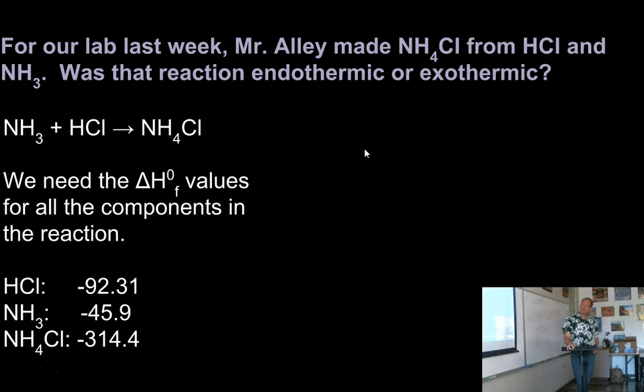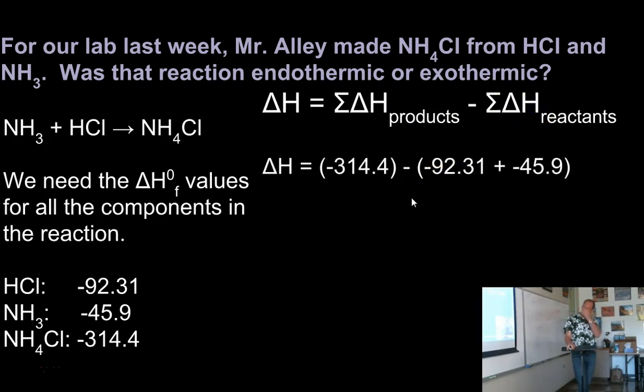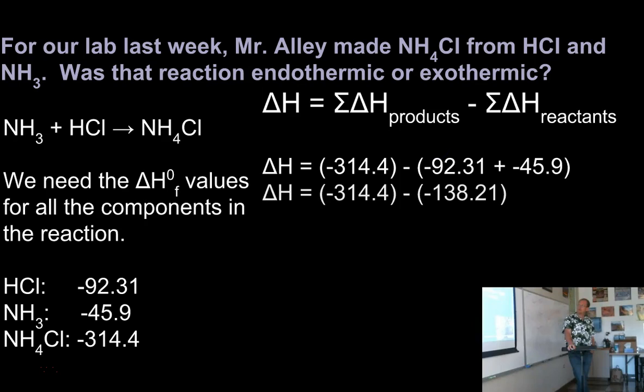So HCl, NH3, NH4Cl. And you use them in this equation, right? So the summation of the products minus the summation of the reactants. Summation of my products, negative 314.4, that's easy. I made ammonium chloride, and it's the only thing in the products. So that's easy. Minus the summation of my reactants. My reactants were negative 92.31 and negative 45.9. Add them together, I get negative 138.21.